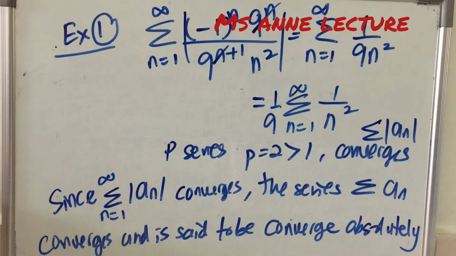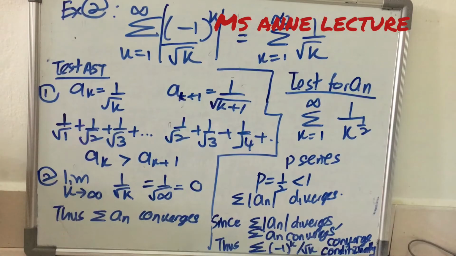Okay, so by using the modulus, we get the value of the absolute value of an as 1 over n square, where by using the p series, the power is equal to 2, which is greater than 1, so this series converges. So since this series converges, the previous series that we tested by the alternating series also converges. So this series is said to converge absolutely.